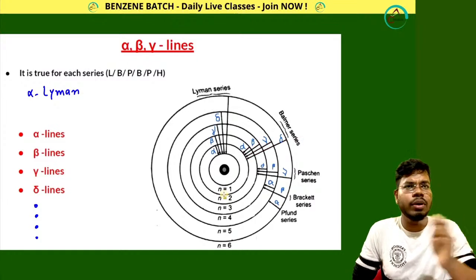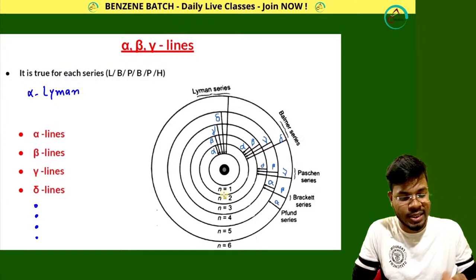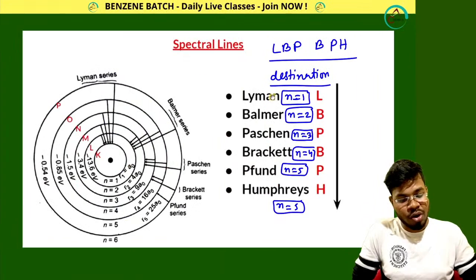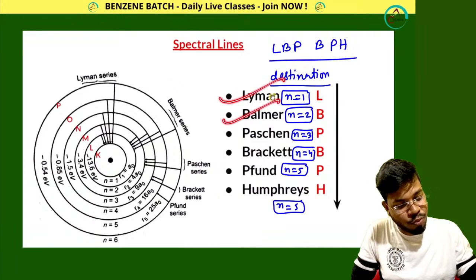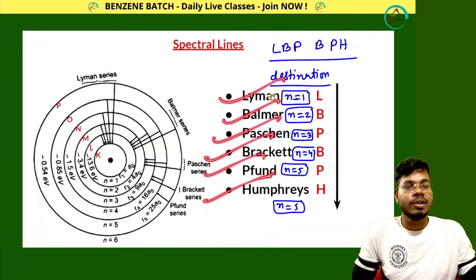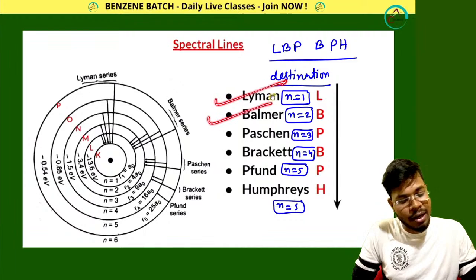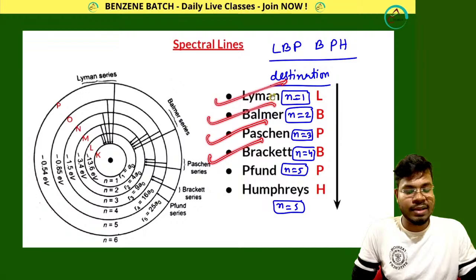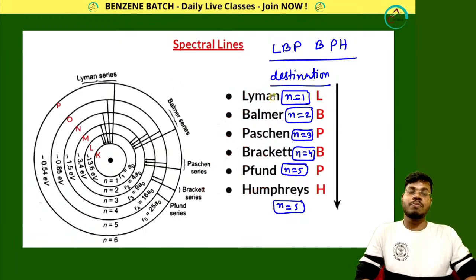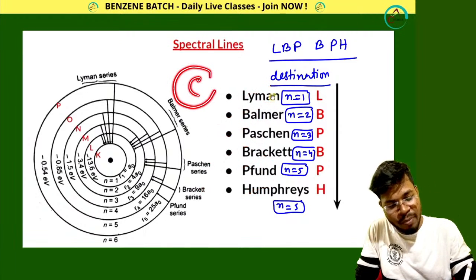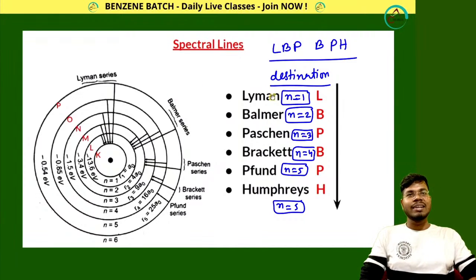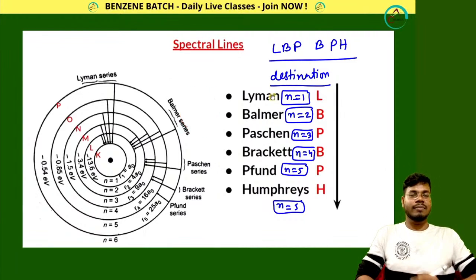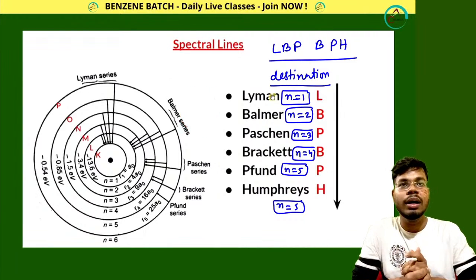Got it? Now give me confirmation that you understood the concept of alpha, beta, gamma, delta lines. These are all true for each individual series. For Lyman present, for Balmer alpha, beta, gamma, delta present, for Paschen it's present, for this it's present, for this it's also present. If it is clear, write C in the comment box. I need confirmation from everyone that you understood this. Then I will move to the numerical problem.